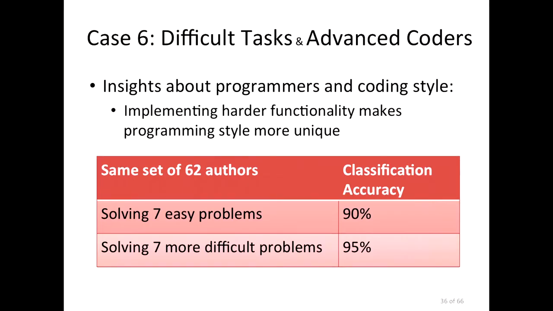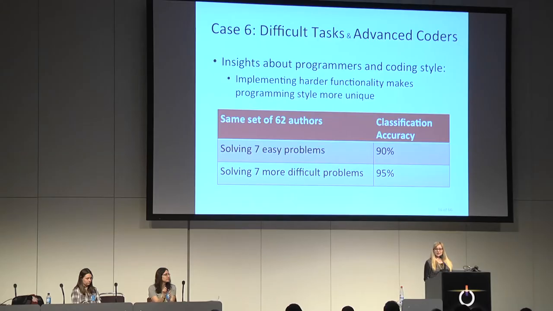We also wanted to gain some insights about coding style, so we wanted to see how people implement difficult versus easier functionality. We took a set of 62 authors that were able to answer 14 questions. We took the 7 easy problems and 7 more difficult problems, and we saw that these authors' programming style was more unique when they were implementing harder functionality. As we can see with the 5% increase in accuracy, we were able to identify them with 95% accuracy.